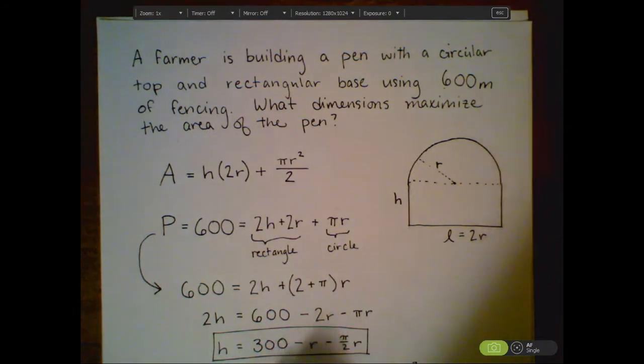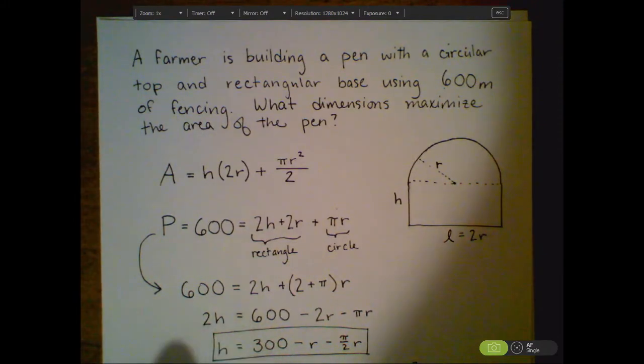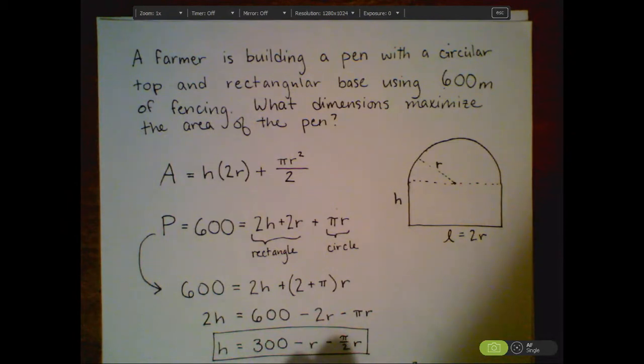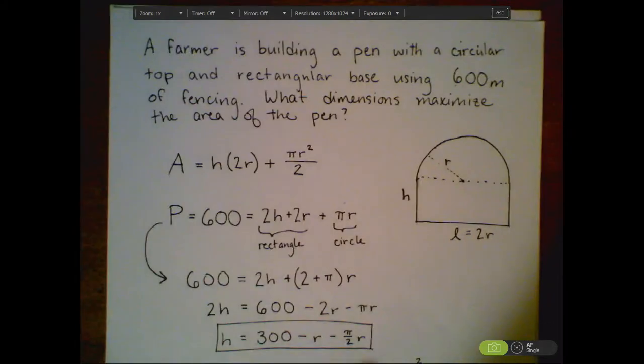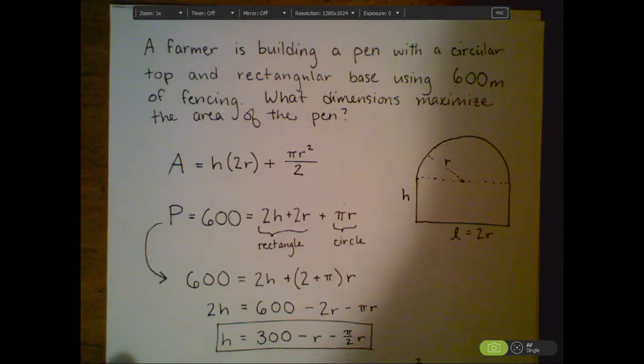Great! Now we have our area function. I'm going to distribute this r just to make it a little cleaner. Our area function is 600r minus 2r squared minus, the 2 times the pi over 2 cancels, and I get pi r plus pi over 2 r squared. So we have drawn a diagram, we've labeled our variables, and now using our perimeter equation we were able to get our area equation. Next, let's go ahead and take the derivative.